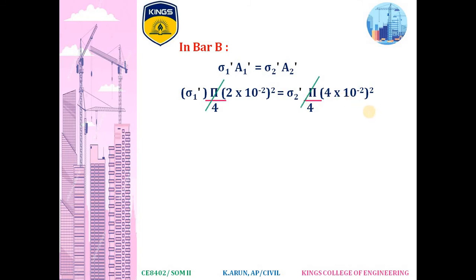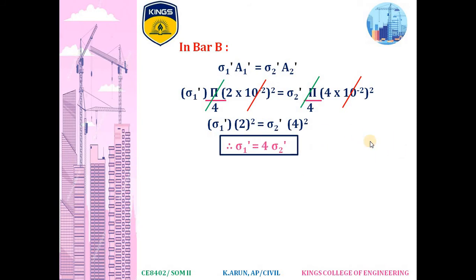So I am cancelling the similar parts. Sigma 1 dash multiplied by 2 square, sigma 2 dash multiplied by 4 square. So I am getting the value of sigma 1 dash in terms of sigma 2 here, because then only we can substitute in the strain energy formula. So sigma 1 dash will be equal to, here 2 square is 4, here 4 square is 16, so cancelling, it will be 4. So sigma 1 dash will be equal to 4 sigma 2 dash.